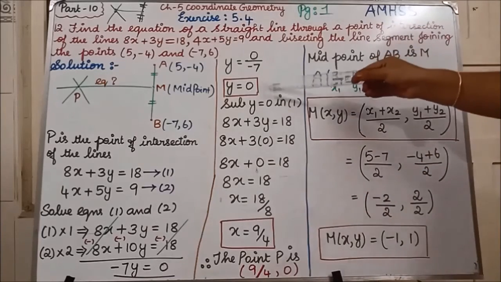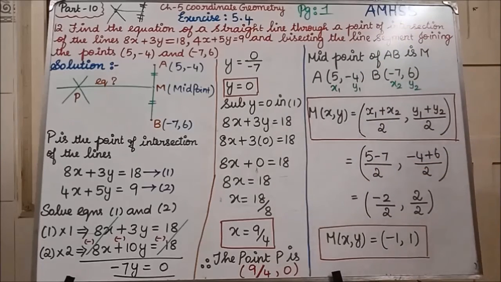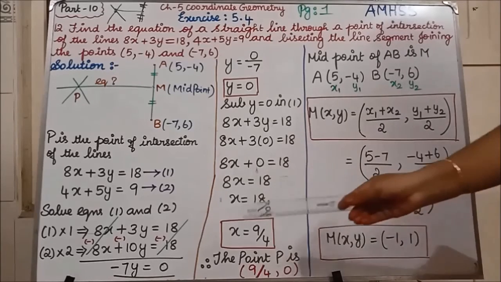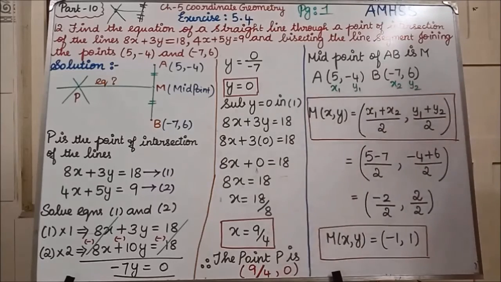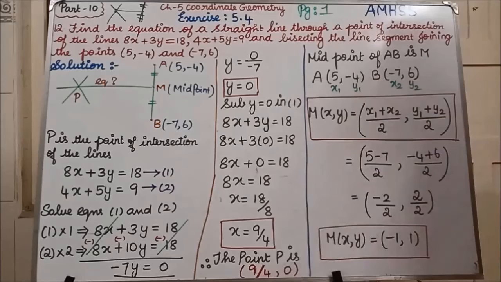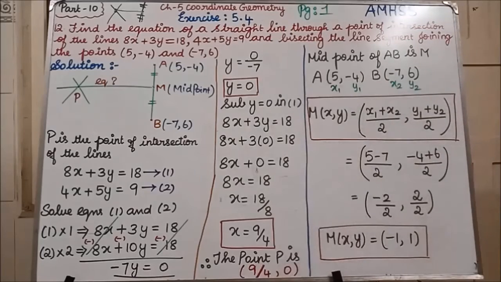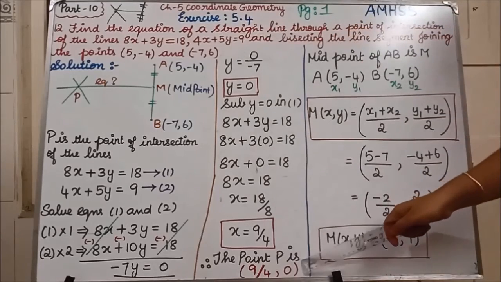So now the y value we have got is 0 and the x value we are having is 9 by 4. So the point of intersection, which point is it intersecting? The point P is 9 by 4 comma 0. You have to write x comma y. Clear? x is 9 by 4, y is 0. So the point P is 9 by 4 comma 0. Clear? See here, in this question we have solved the two equations and we got the point P.